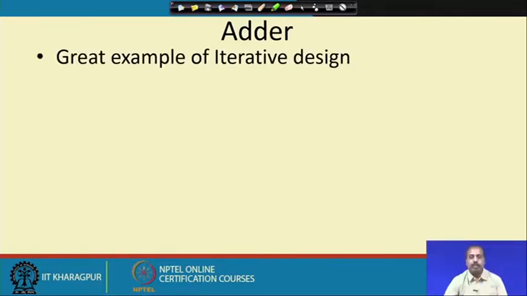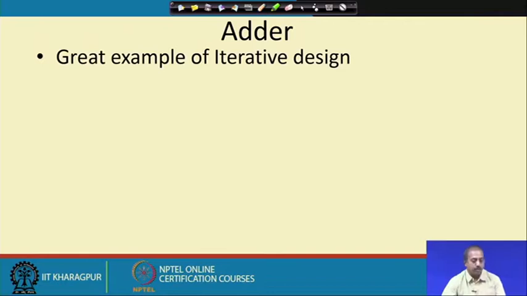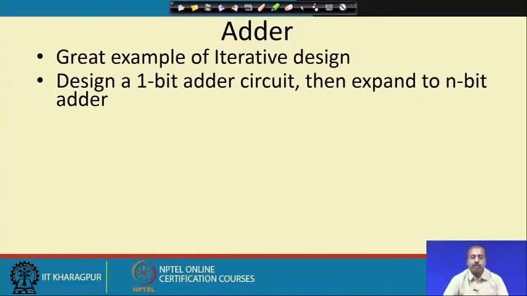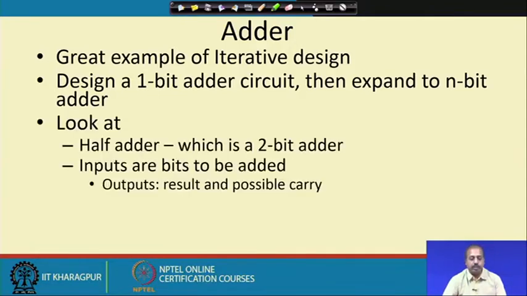This is an example of iterative design. Iterative design means you have a basic block, and that basic block is repeatedly used for getting more complex designs. So, this adder is an example of iterative design. We design a 1-bit adder circuit and then expand it to an n-bit adder circuit. This 1-bit adder has two 1-bit inputs and produces the sum and carry bit, and then it can be expanded to any arbitrary n-bit adder.